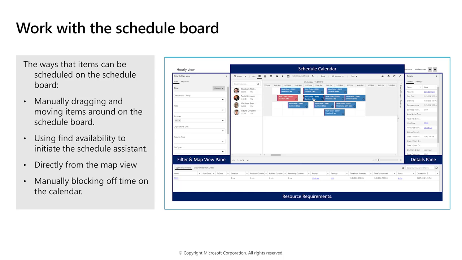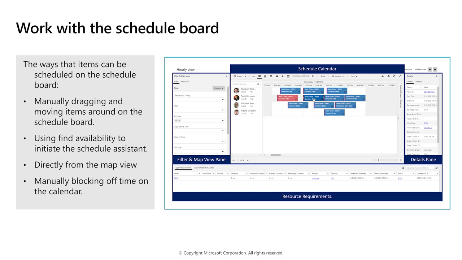We're able to manually block time off on the calendar. So for instance, if we know that the technician has a specific time that they're going to take lunch, or they have a medical appointment possibly, we can block that time out in the calendar so that we know that technician is not available during that time period.